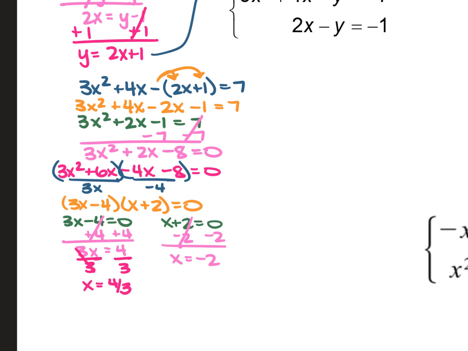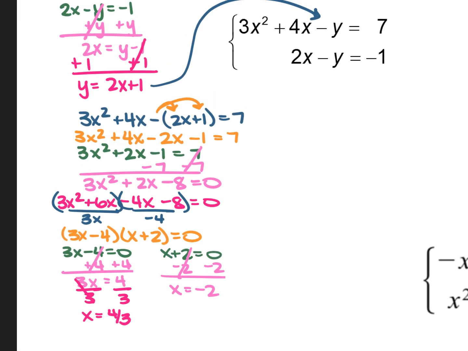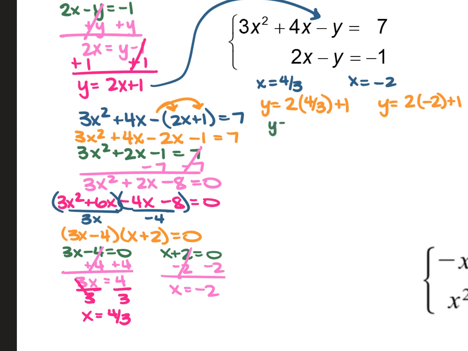So you're going to have two y values here, or two ordered pairs that are solutions. We're going to take both of these x values and plug them into y is equal to 2x plus 1. That gives us y is equal to 2 times 4/3 plus 1, and y is equal to 2 times negative 2 plus 1. The 2 times 4/3 gives us 8/3. Plus 1, it would be 3/3. So that means we're going to have a y that's 11/3.